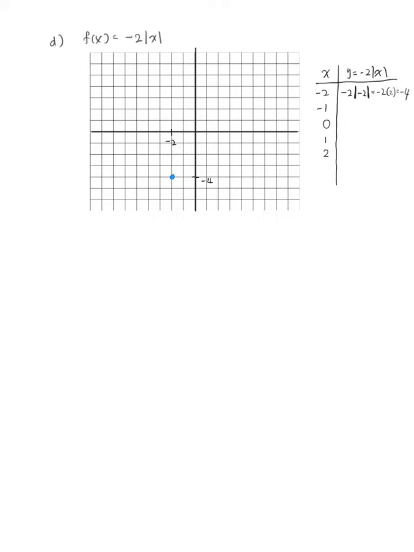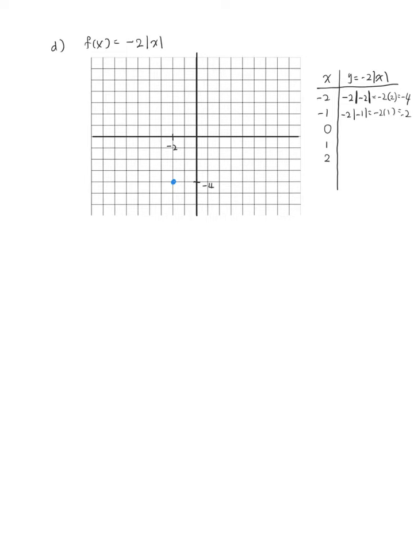All right, now let's go with when x is -1, then the y value is -2 times the absolute value of -1, which is -2 times 1, so it's going to give us -2. So in this case, when x is -1, our corresponding y value is going to be -2. So I'm going to plot this point right here.